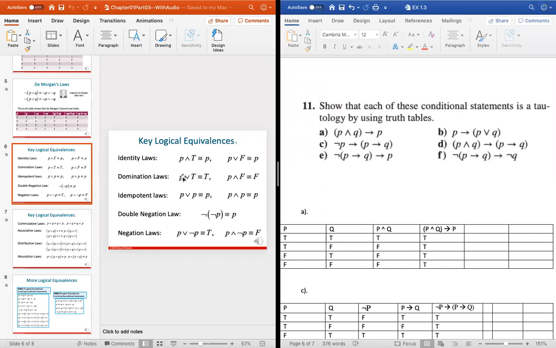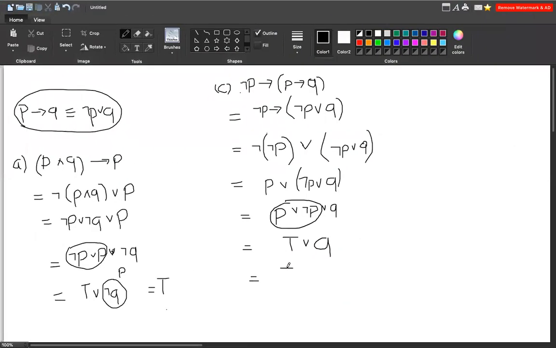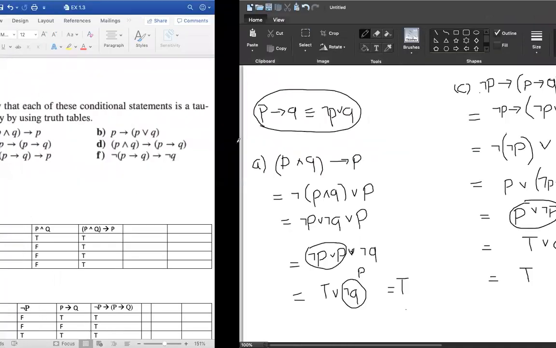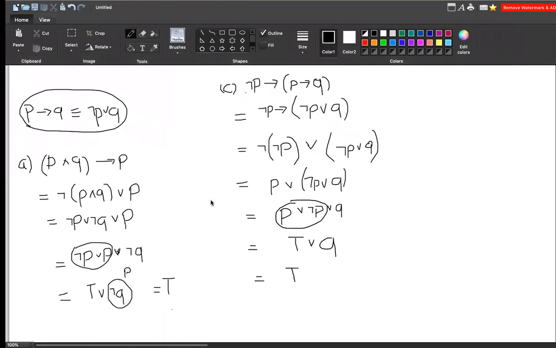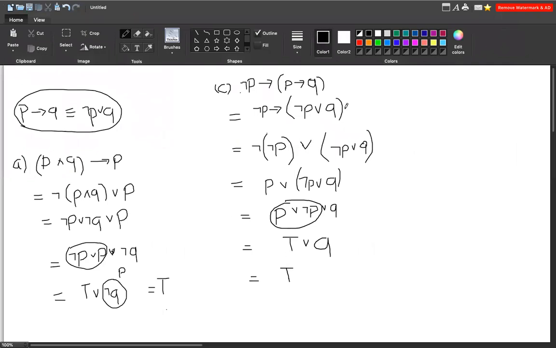It's true. The symbol doesn't have to be the same. Okay. So true or something is true. So here this is true again. So using these equivalences, we prove that this is a tautology. Questions? Okay, this will be the last one.